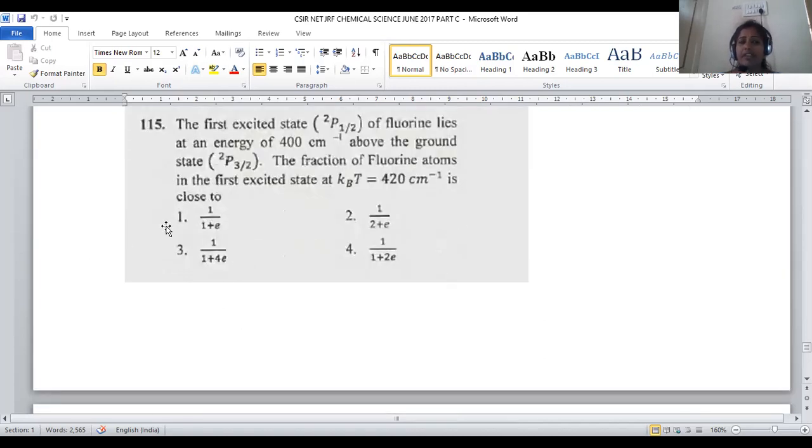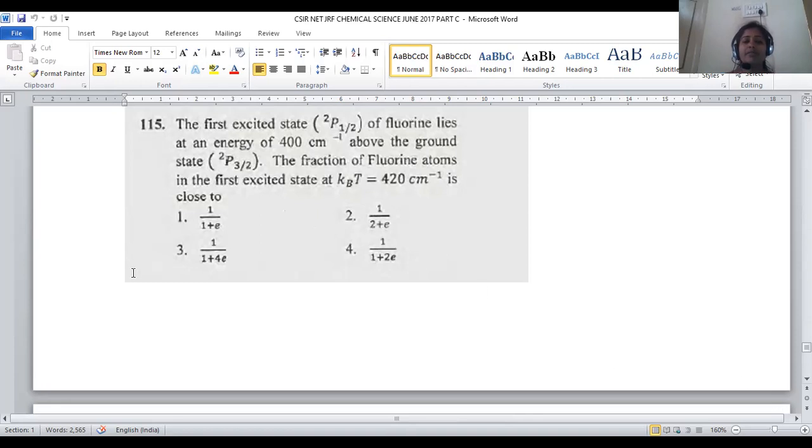Now let us move on to question number 115. The first excited state 2p 1/2 of the fluorine atom lies at an energy of 400 centimeter inverse above the ground state 2p 3/2, right? So this is the excited level. 2p 1/2 is the excited term symbol, and the ground state term symbol is 2p 3/2. The fraction of fluorine atoms in the first excited state at kBT equal to 420 centimeter inverse is close to what? So this is to be predicted.